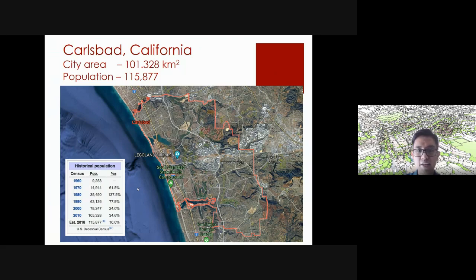This is, again, another coastal district. We have population data here, 1970s. Again, that large increase, 137%. This actually happened in the 1980s for Carlsbad, California. And then it tapered down to, wow, it's still at 30% as of the 2010s.